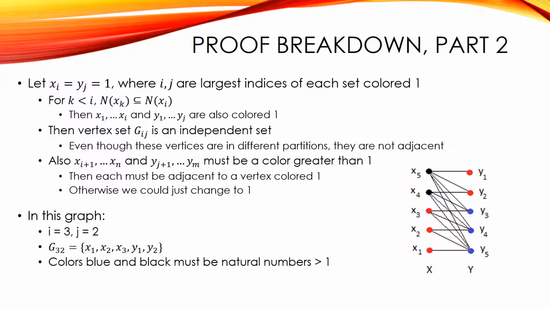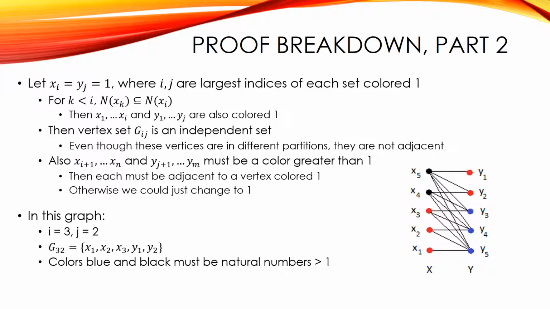Then what that means is that all the vertices from x sub 1 to x sub I are going to be the same color. They're all going to be color 1. And likewise, all the vertices from y sub 1 through y sub j are also going to be color 1. And what that also means is that for any k less than I, the neighborhood of x sub k is going to be a subset of the neighborhood of x sub I. So if I look at x sub 1 and x sub 2, their neighborhoods are all in the neighborhood of x sub 3. And likewise for y1 and y2.